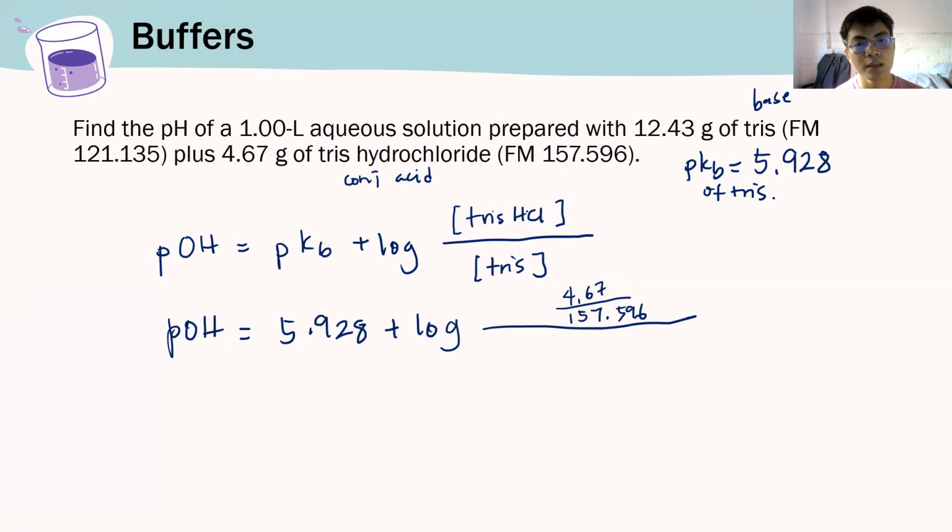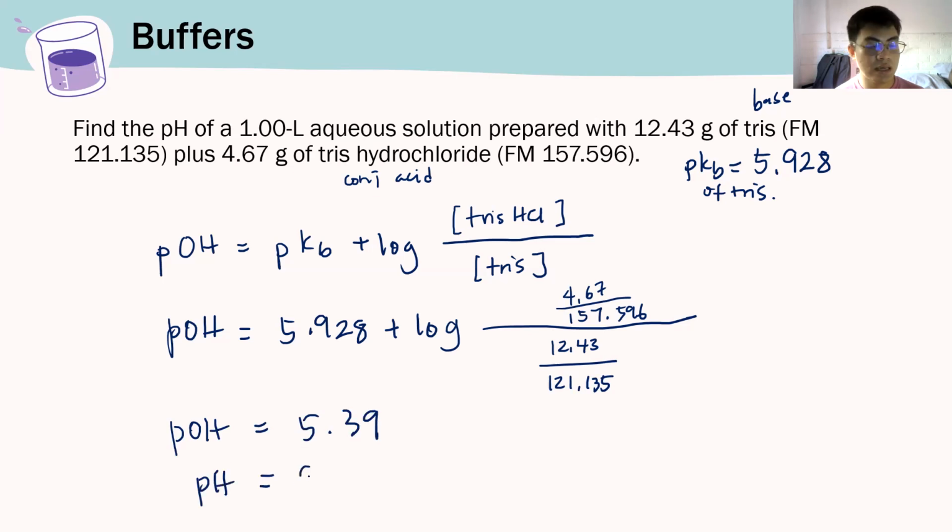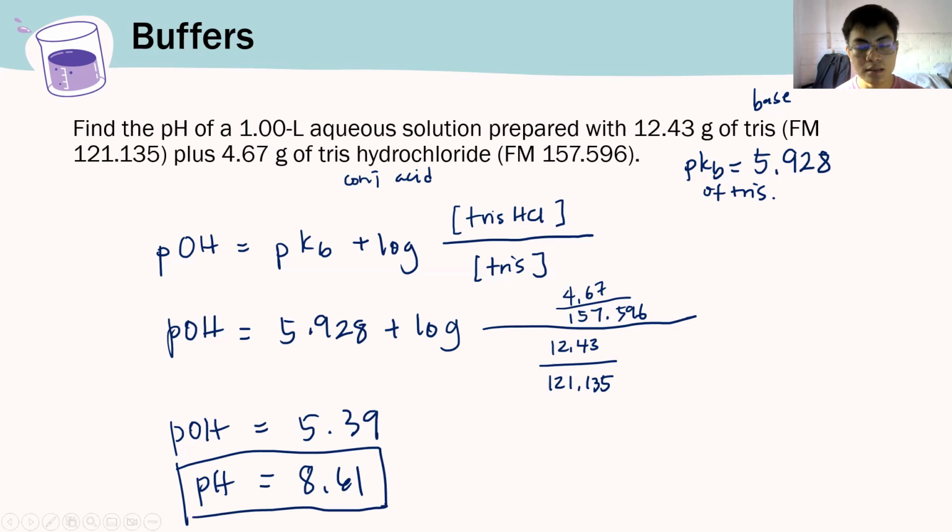Then for the tris, so 12.43 grams divided by 121.135. So when you calculate all of this, what comes out is 5.39. And if you get the pH, it's 8.61. Okay, so that's the pH of the tris buffer.